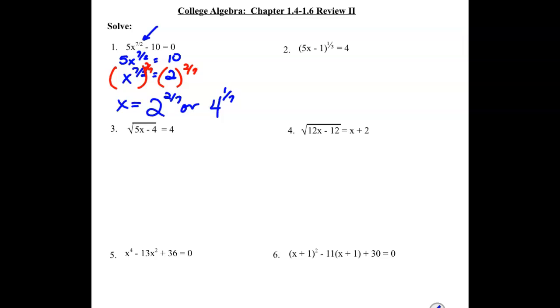All right, for the second question, the whole side is being raised to a 1/3 power, which really means it's being cube rooted. So to undo a cube root, we have to do what? We have to cube it. So we're going to cube both sides. So we have 5x minus 1. It was cube rooted and now we cubed it, so we've gotten rid of that power. On the right side, what is 4 to the 3rd power? And now it's just a linear equation to solve. So add our 1 over and divide.